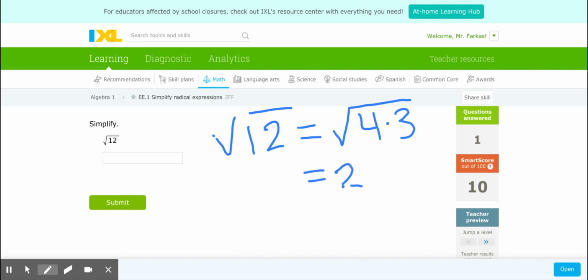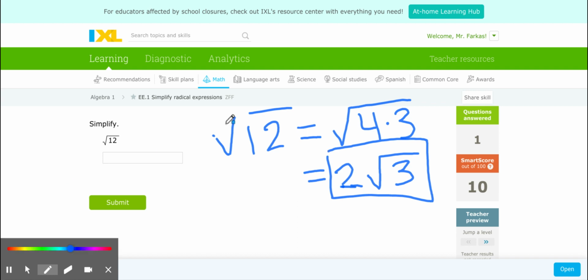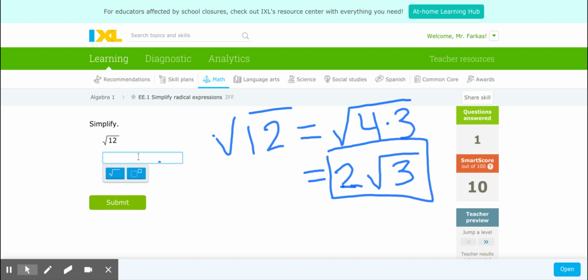So this is equal to positive 2, and the square root of 3, because the 3 is still underneath the radical sign. So another way to simplify the square root of 12 is to write 2 times the square root of 3.